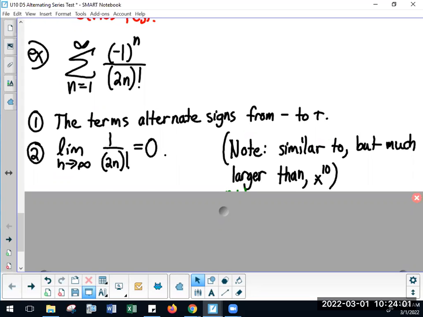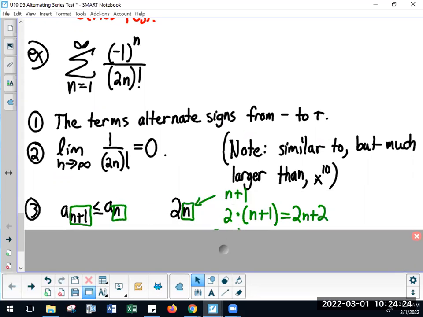Have you checked to see how big your calculator will go with factorials? It eventually runs out of room because it's too big. So this (2n) factorial is definitely bigger than x to the 10th power. And if you're approaching infinity with 1 over x to the 10th power, then that's going to approach 0. This definitely approaches 0. Okay.